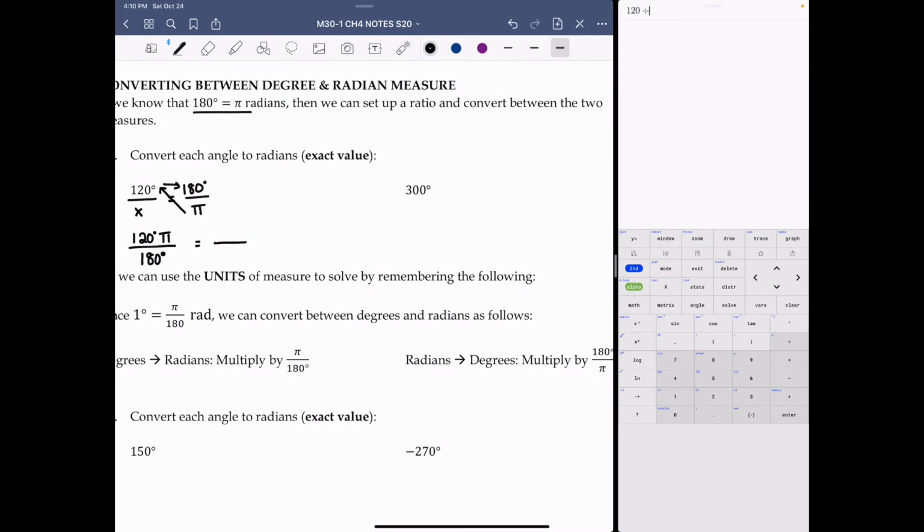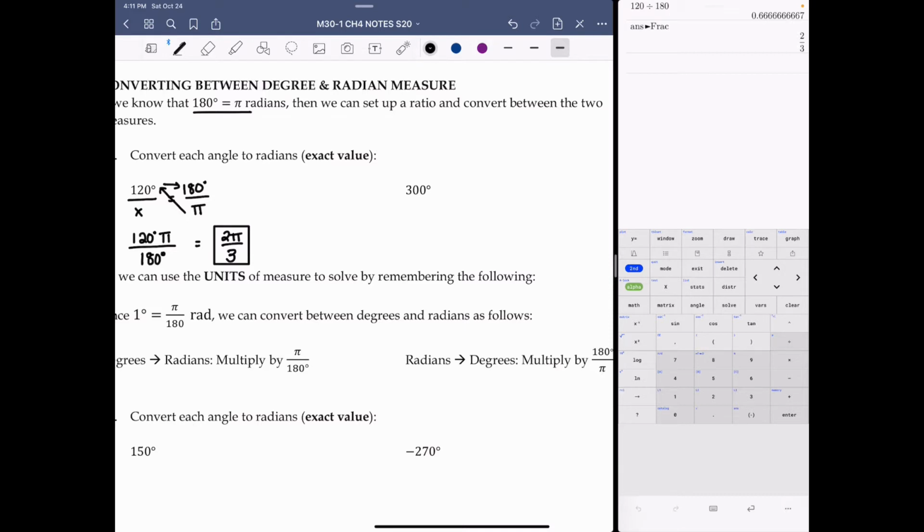120 divided by 180 equals, change it to a fraction, math, enter, enter, 2/3. So 120 degrees is equal to 2 pi over 3 radians. And again, we don't have to write the units for radians. If we just write 2 pi over 3, then we know it's in radians because there is no unit written.